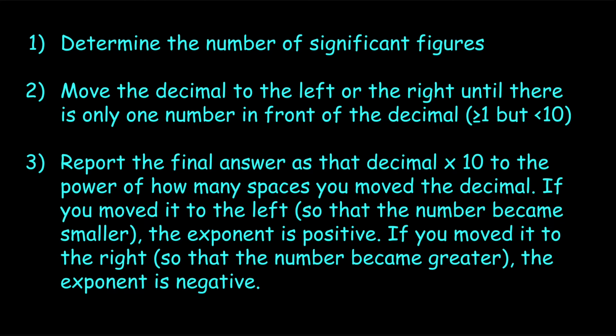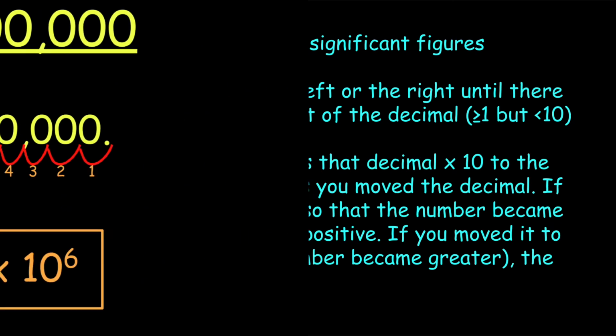Finally, report the answer as that decimal that you just found times 10 to the power of however many spaces you moved that decimal. If you move the decimal to the left, the exponent is positive. If you moved it to the right, the exponent is negative. It's okay if you still don't completely understand this. I'll do some examples on the next slides.